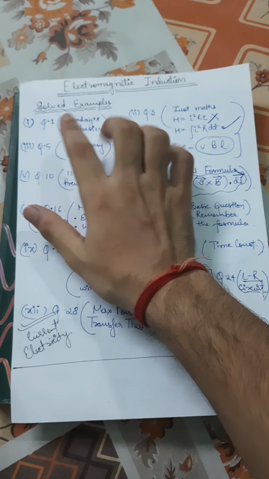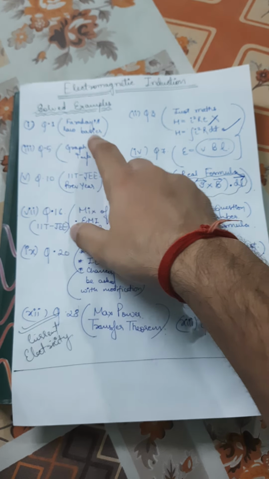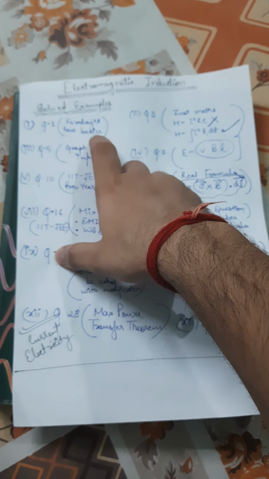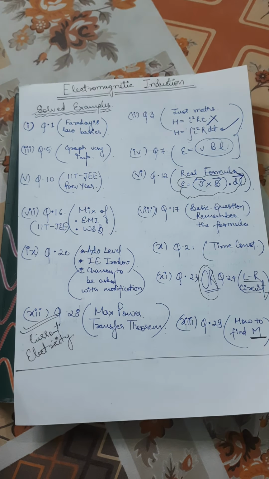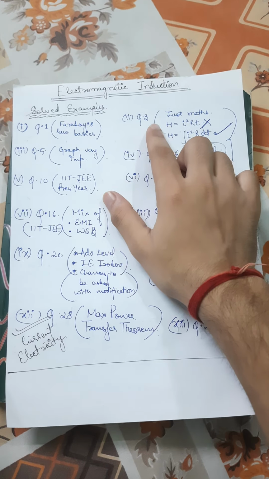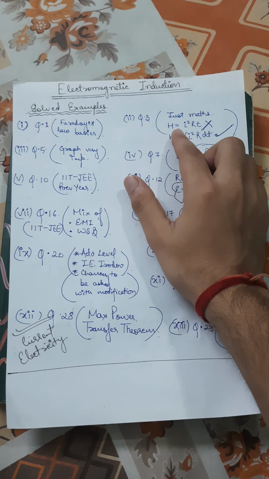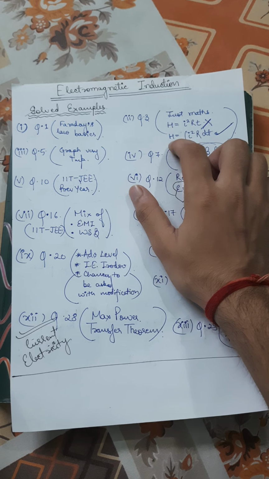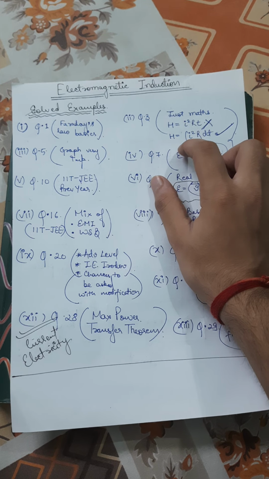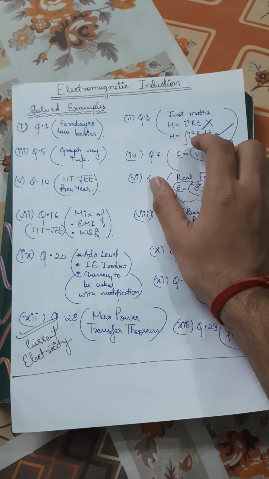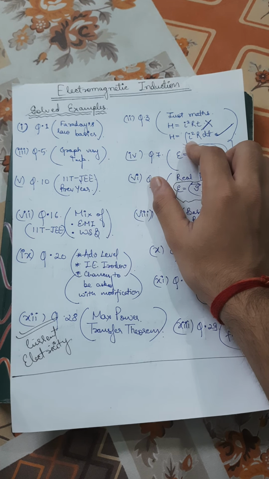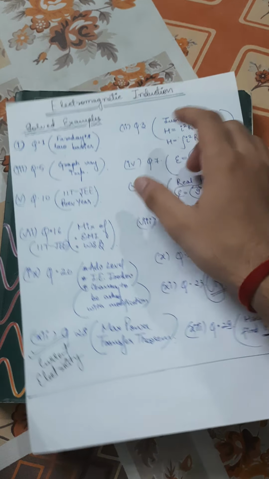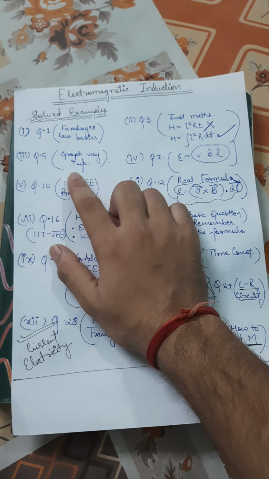Starting with electromagnetic induction, first is question number 1. What it will teach you is Faraday's law basics. What is basically Faraday's law? That is E equal to d phi by dt. Question number 3, it's just maths. It will teach you that H is not equal to I square RT, but it is equal to the integration of I square R dt. Why? Because when you are given a function of I related with time, then you have to use the second formula.